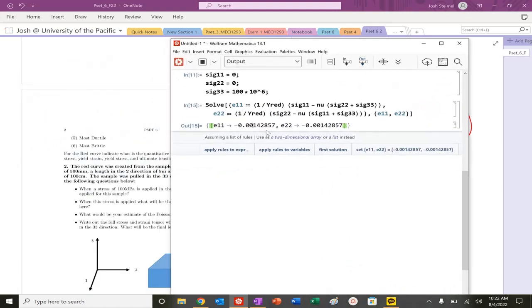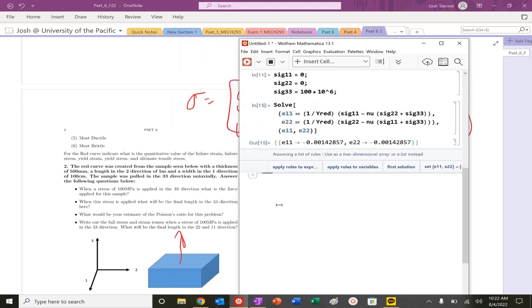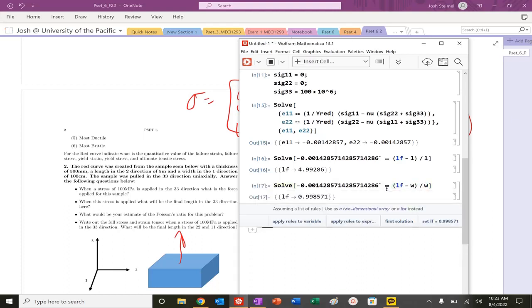So that would be my strain, but it's asking for the final length. If I'm pulling in the 3-3, the 2 direction is my width. Luckily these are the same strains, so I'm going to do the same thing as before. This is my strain, set that equal to (Lf minus my initial length) divided by the initial length. So it'd be constricted there, the width minus the initial width. So there you go. We got it.